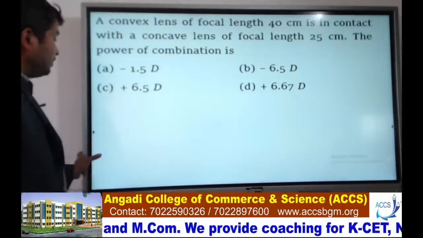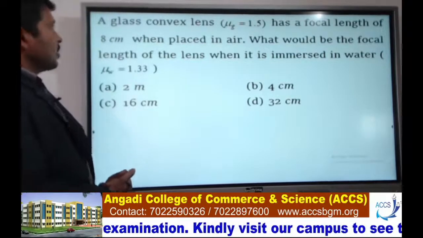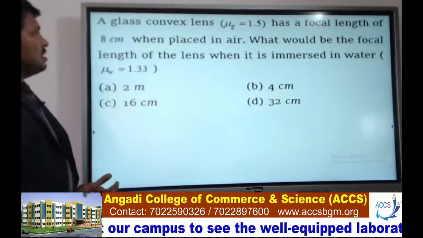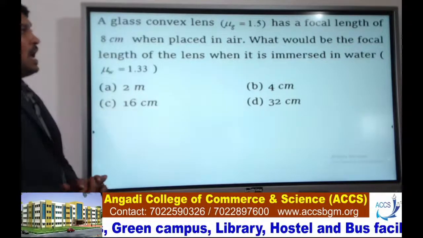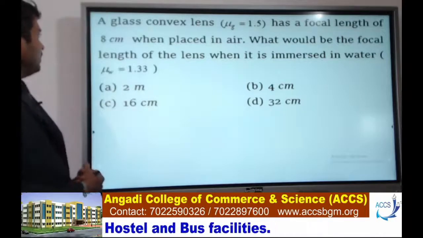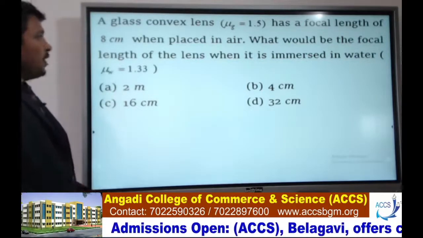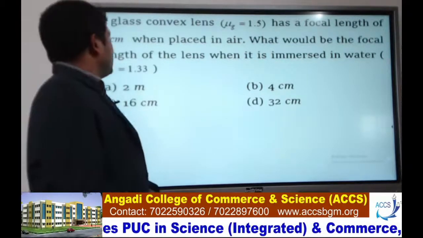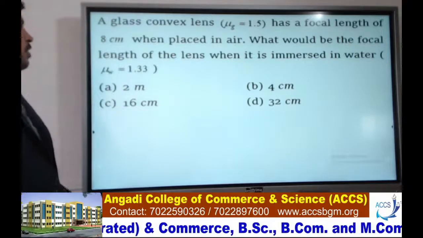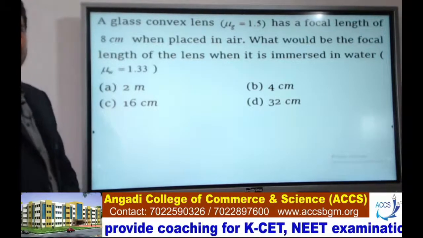Okay, I'll move to the next one. A glass convex lens of refractive index 1.5 has a focal length of 8 centimeter when placed in air. What would be the focal length of the lens when it is immersed in water? Yes or no?